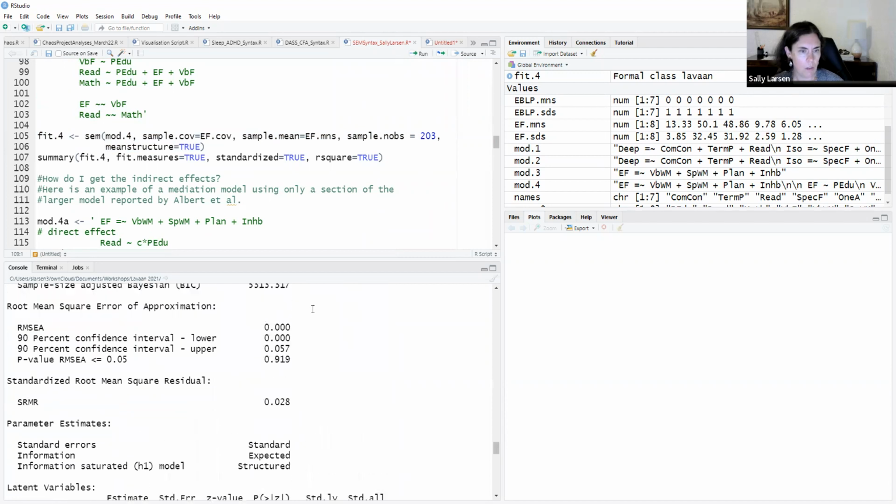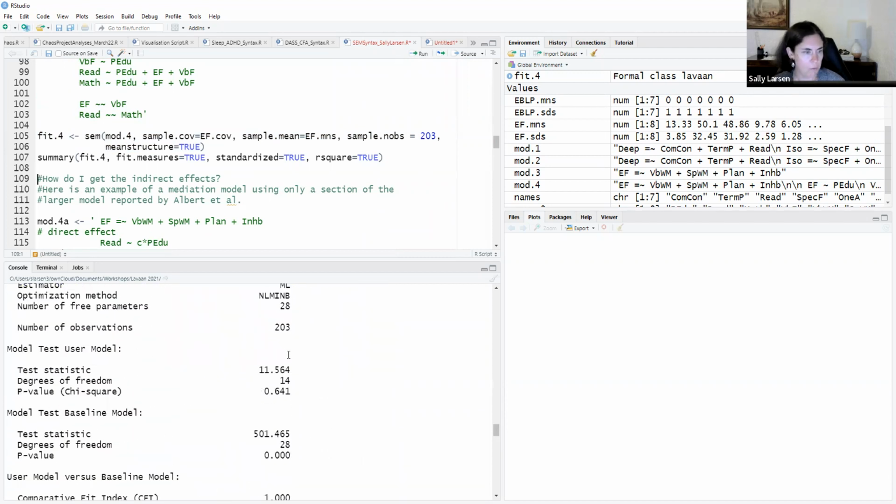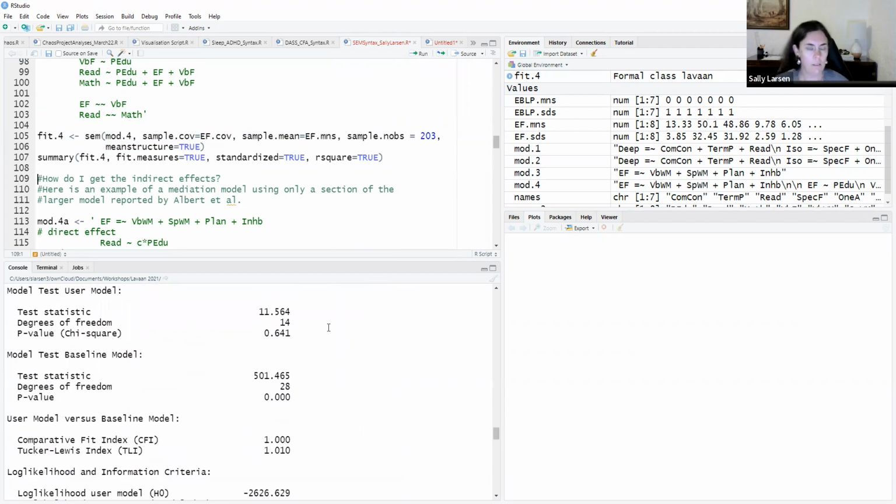We go up to the top. Again, we'll have a look at model fit statistics, and they're actually looking fine. So there we have chi-square, degrees of freedom, and then a non-significant p-value.